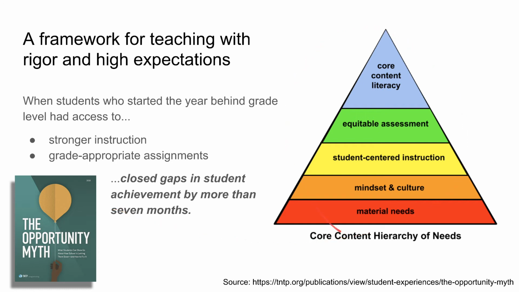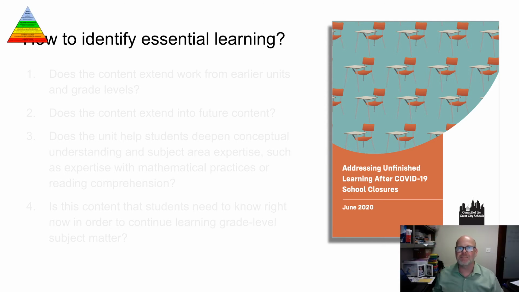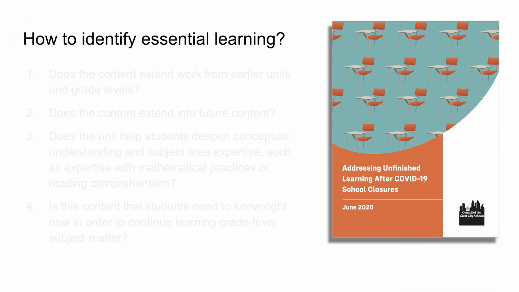At Merced County Office of Education, we use the core content hierarchy of needs to ensure rigor and high expectations for instruction and learning. All right, so how do we identify what we're supposed to teach? And that's what this whole video is about. We know we need to prioritize our content because we're not supposed to review lost learning from last year, and we're not going to be able to teach everything this year. So how do we identify our essential standards that we're really supposed to focus on?